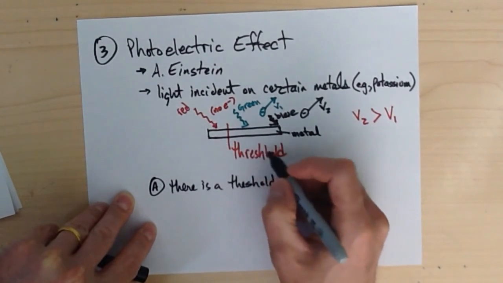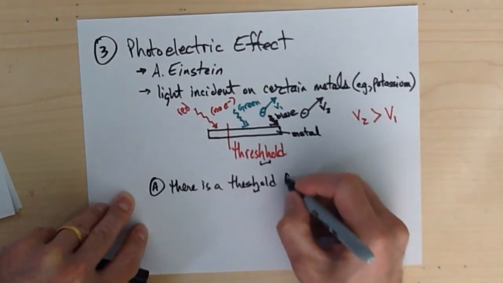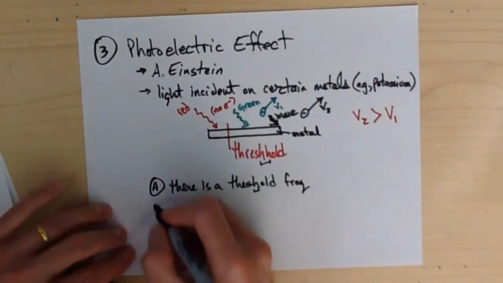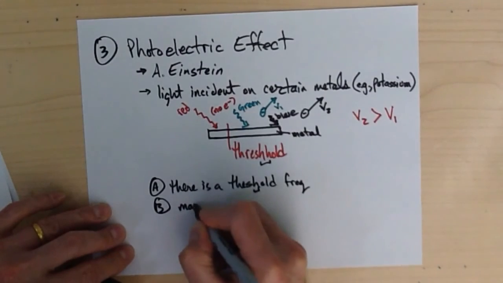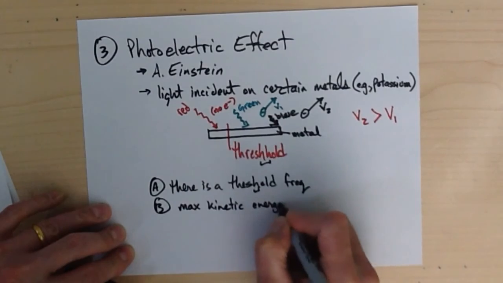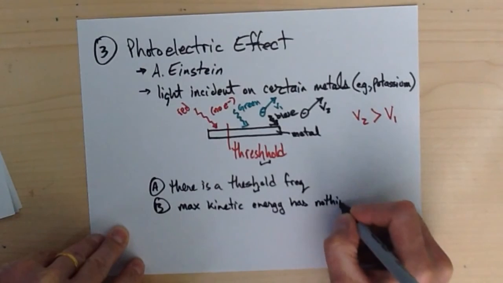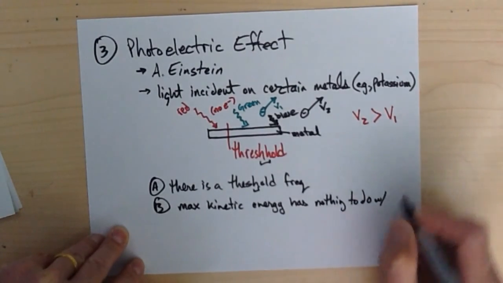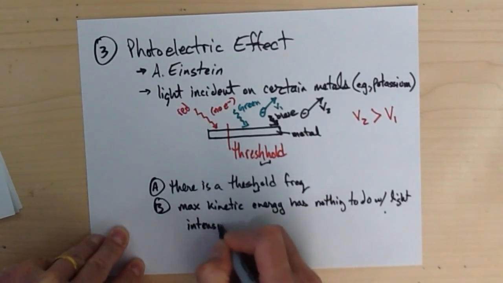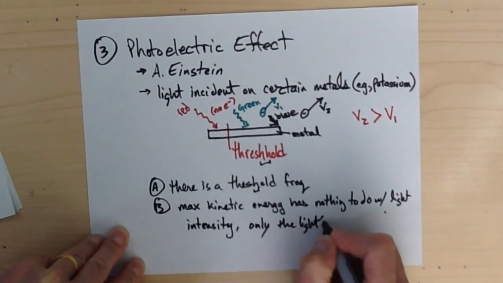and I guess I misspelled threshold. 2 H's here, 1 H here. I think the 1 H is correct. You decide what you like. A, there is a threshold frequency below which no electrons will emit. And then B, the maximum kinetic energy has nothing to do with the light intensity, only the light's frequency.